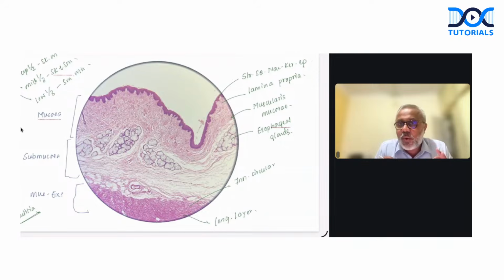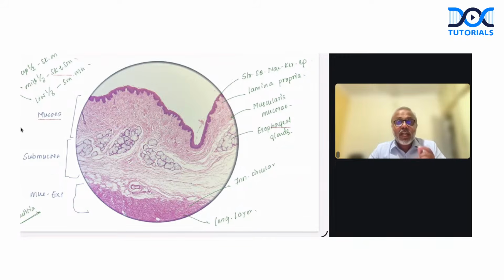Serosa is found wherever there is peritoneum. Wherever there is no peritoneum, we will find adventitia. This is the thumb rule. So entire esophagus, except for the terminal portion or the intra-abdominal part, will only contain adventitia. It's only the intra-abdominal part which will contain the serosa. Right? Now, what is the function of the muscularis externa we said? Muscularis externa we said does peristalsis.